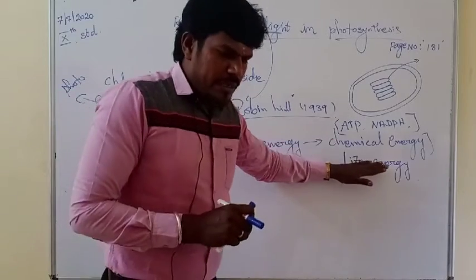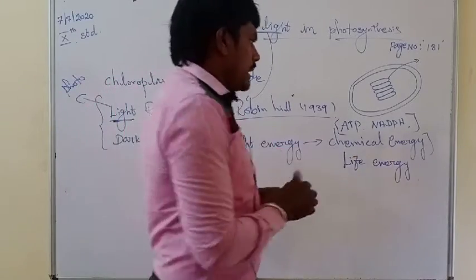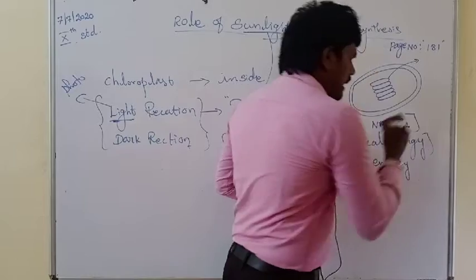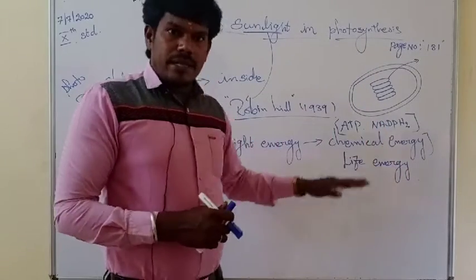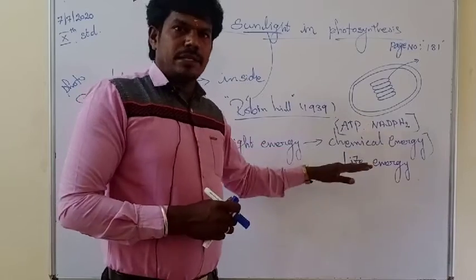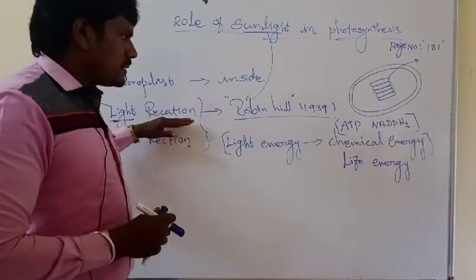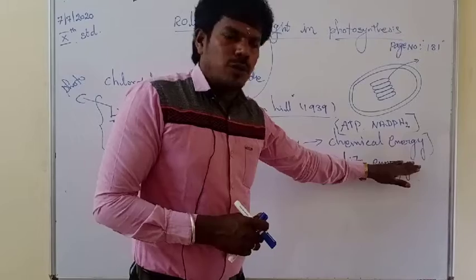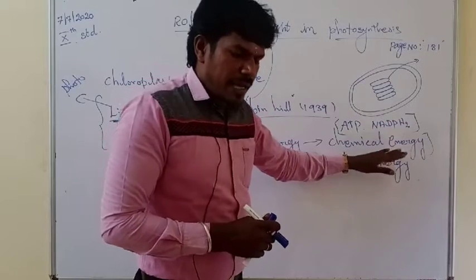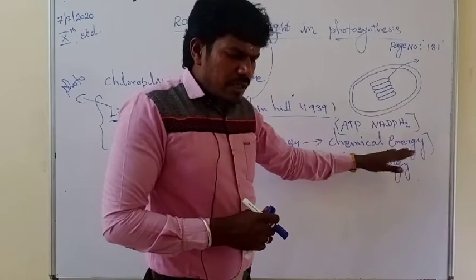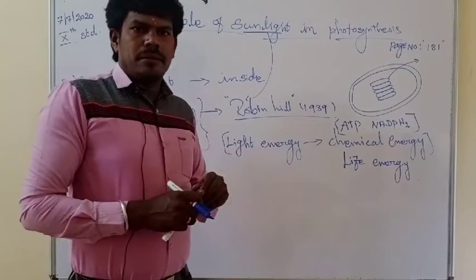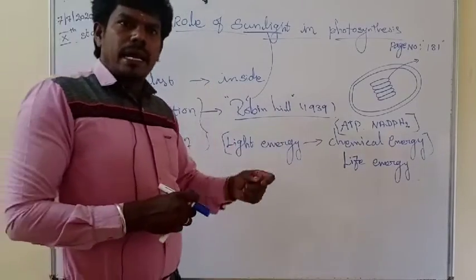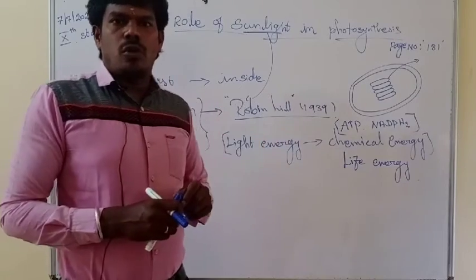These chemical energies, ATP and NADPH2, are the product of the light reaction. Because only during the light reactions will this product be produced. So this product of the light reaction moves out from the thylakoid to the stroma in the chloroplast.